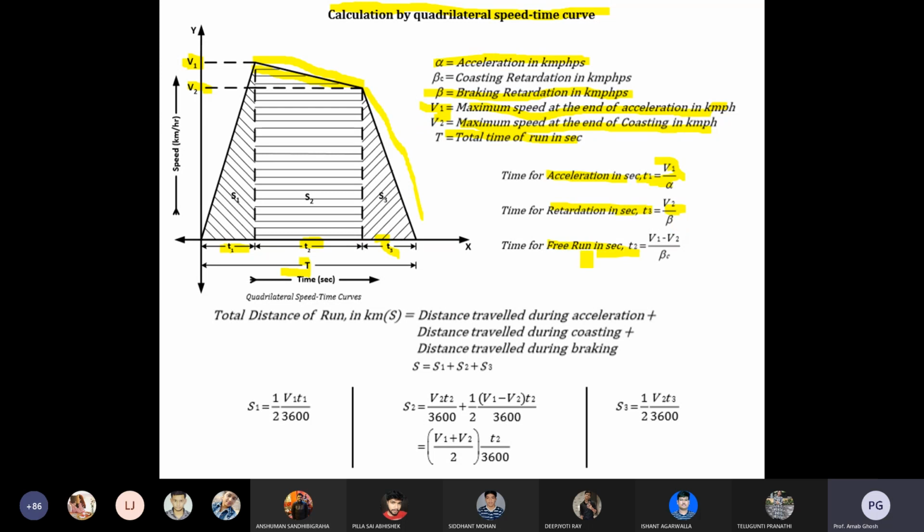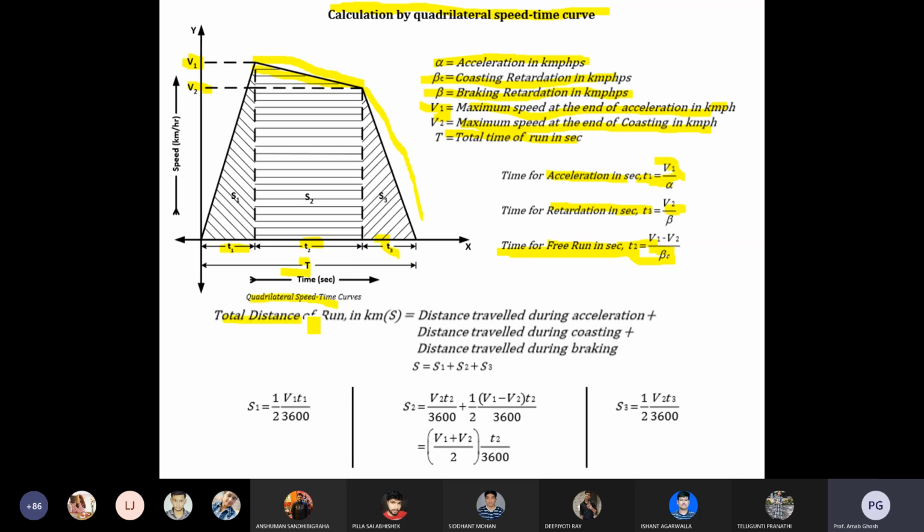For the free run, this is the coasting time. How much is the coasting time? The total speed variation, V1 minus V2, divided by the retardation in the coasting condition, beta c. So it comes to V1 minus V2 whole divided by beta c, the retardation for the coasting duration.